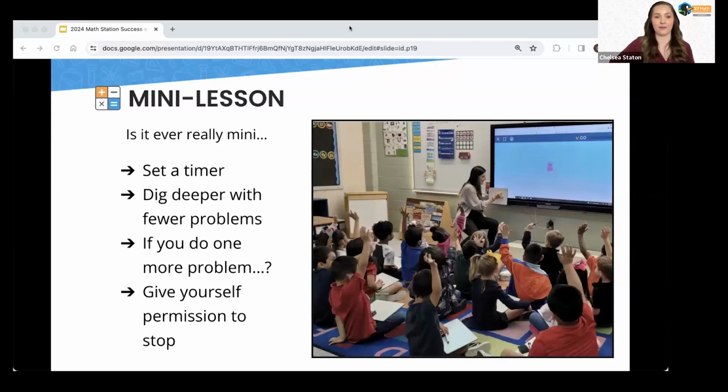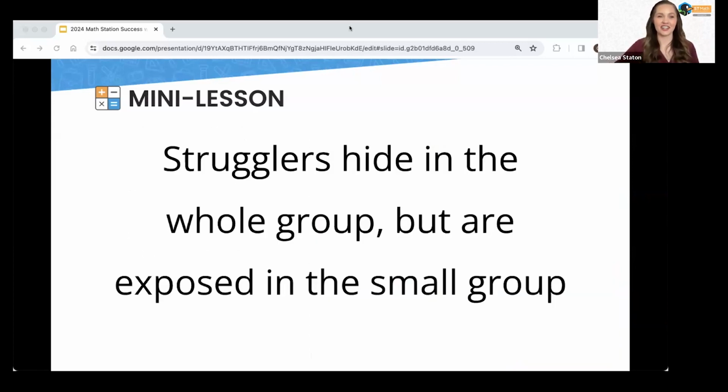They're just not. It's not going to happen, because strugglers hide in the whole group but are exposed in the small group. I can't remember where that quote was from. I think it was a math director I was talking to, but I was like, wow, that is so true. So the whole group can be important, but we've got to get to those small group kids. That's when you're going to be able to look into their faces and see if they're with you or lost. You can see it in their eyes if they're understanding.